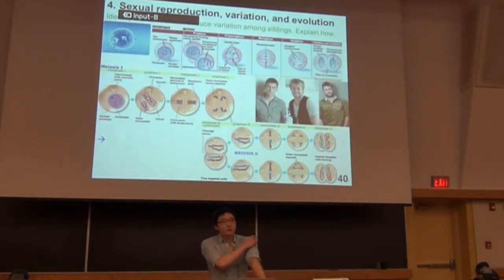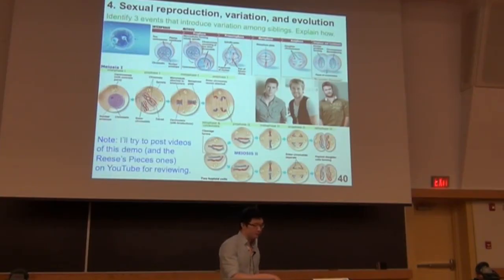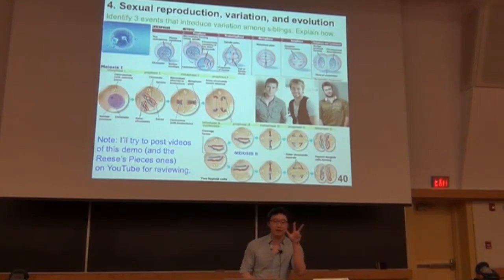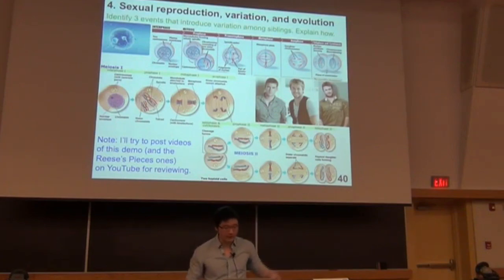Okay, so talk to your groups. I'll give you guys about 30 seconds or so. Decide what those 3 steps were, and also explain how those steps created variation in Chris's offspring. All right. I will post a video of that online for you guys to study from later. But yeah, I'll give you guys about 30 seconds to a minute to decide what the three events are that introduce variation among Chris's kids and their siblings, and decide how that event added variation. Okay, go ahead.